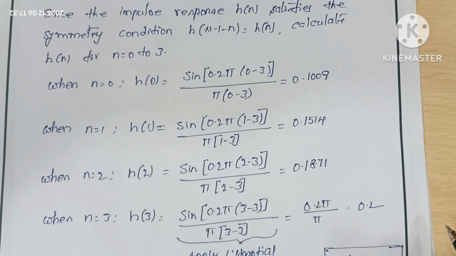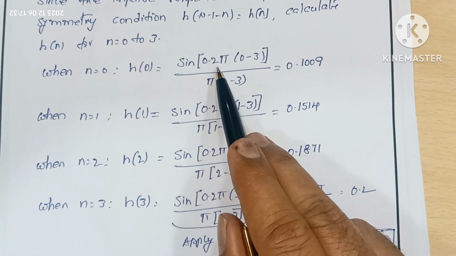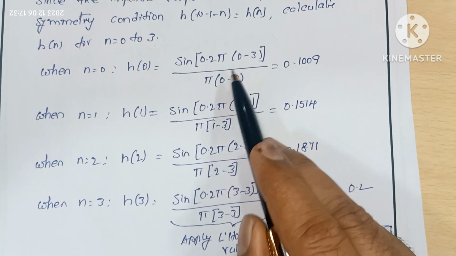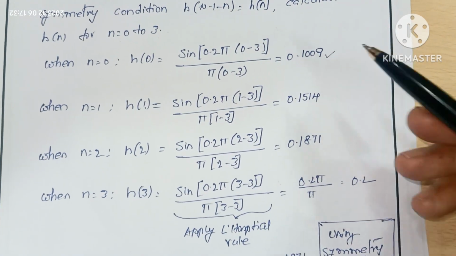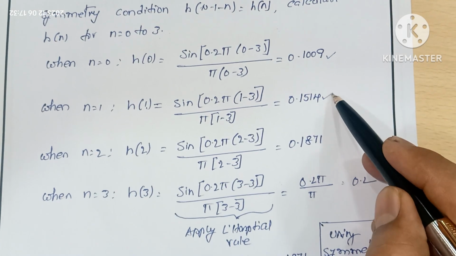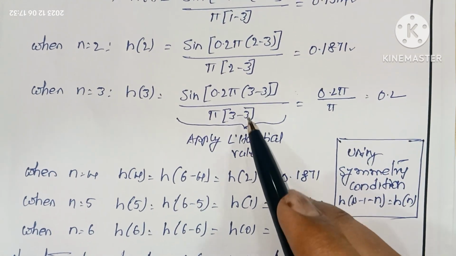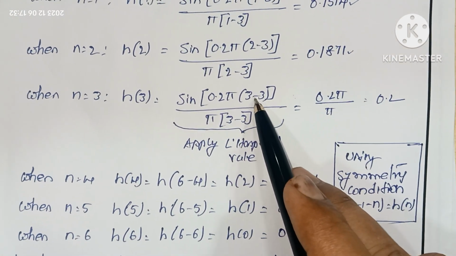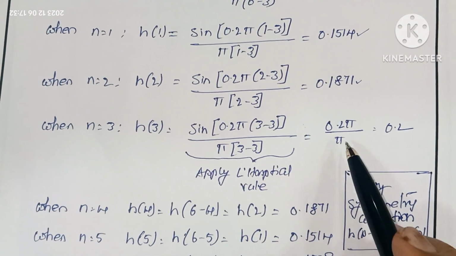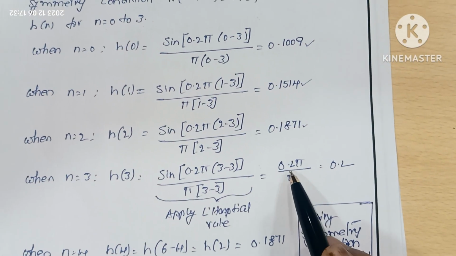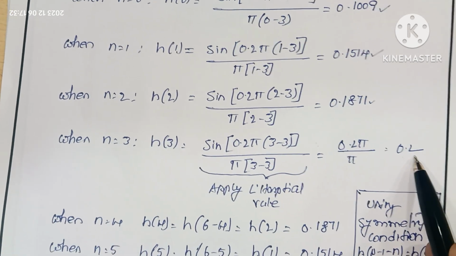Let us see here. When n equal to 0, compute the value of h of 0: sine omega c into n minus alpha by pi into n minus alpha. In place of n, substitute 0, and you will have the sample value. When n equal to 1, this is the value. When n equal to 2, this is the value. And n equal to 3, I told you already, if you substitute directly over here, you will have a 0 by 0 indeterminate form. So apply the L'Hospital rule. Already we computed this value, which is equal to omega c by pi, and we know omega c equals 0.2 pi, so 0.2 pi by pi is equal to 0.2.